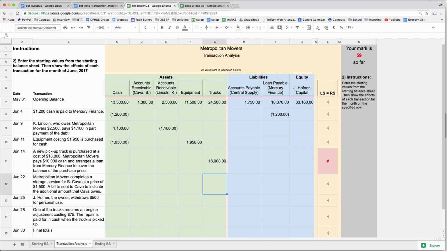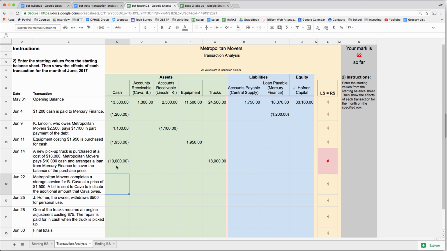So what do we have more or less of? We have more trucks. We did that. And we're paying $10,000 cash. So we have less cash. Okay. Whoops. Missed a zero. So that still isn't balanced. We have negative 10,000 and positive 18,000. So that's positive 8,000 on the left side of the equation. So it doesn't equal. So what is the rest?